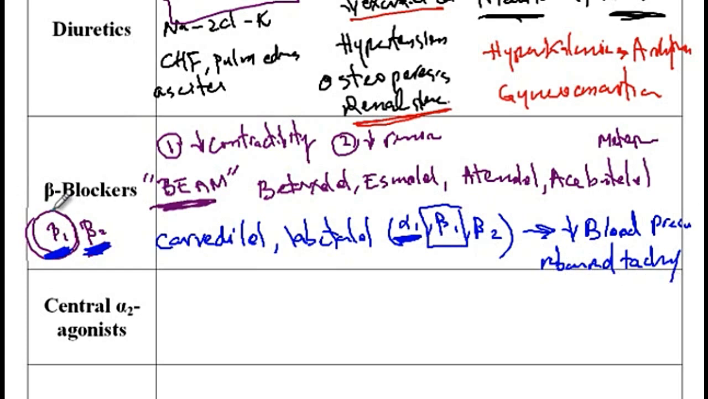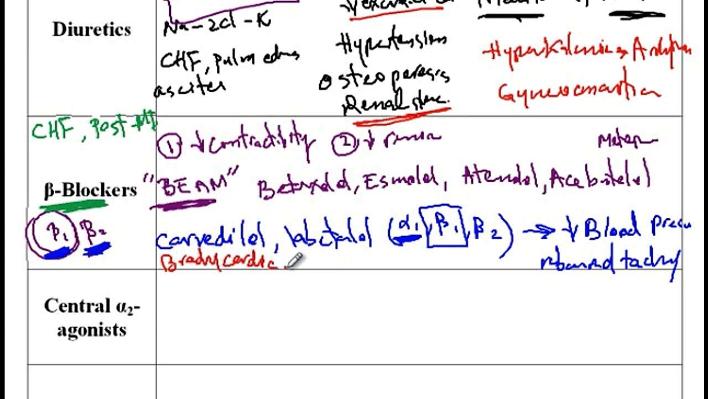Now, in general, beta blockers are excellent antihypertensive medications in patients that have CHF or are post myocardial infarction, and the reason for that is that these medications extend lifespan in these patients. However, you should also be aware of the side effects of these medications, which include, for instance, bradycardia, and asthma exacerbation in those that are acting on beta 2 receptors as well.